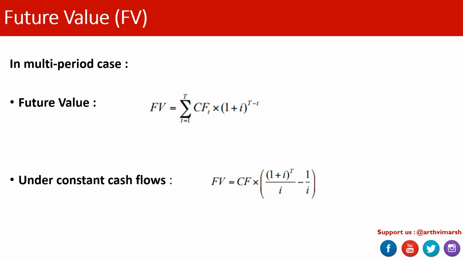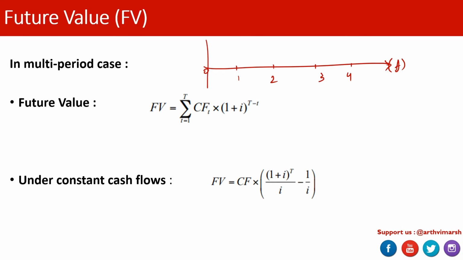So in the multi-period case, what happens if we draw a timeline similar to the one which we had drawn earlier? Let's say that we have a multi-year representation given for the investment multi-period case. So this is period 1, this is period 2, this is period 3, this is period 4.